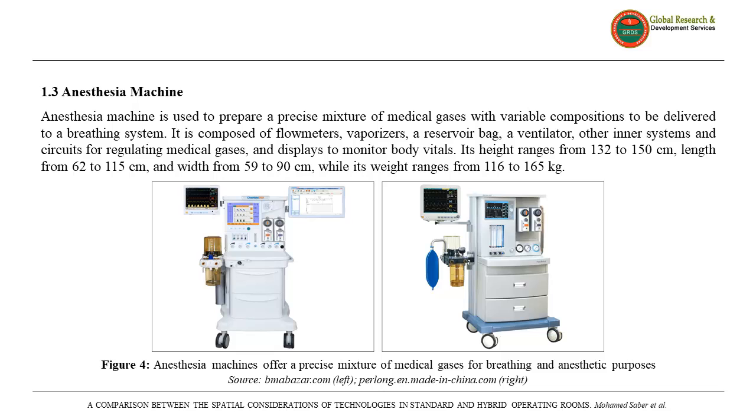Another important element inside the operating room is the anesthesia machine. It's used to provide oxygen for patient ventilation and precisely mix the required anesthetic gases. With its different models and designs, it's located near the patient's side or feet and has a height between 132 and 150 centimeters, length between 62 and 115 centimeters, and width between 59 and 90 centimeters.